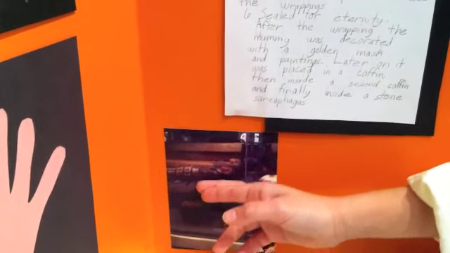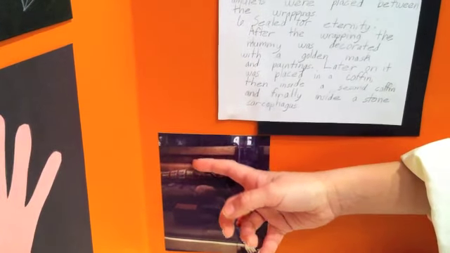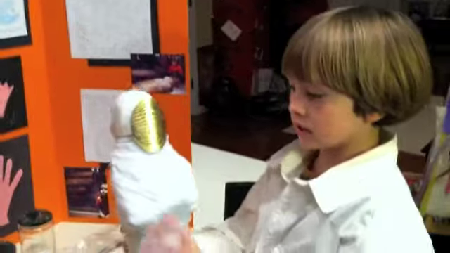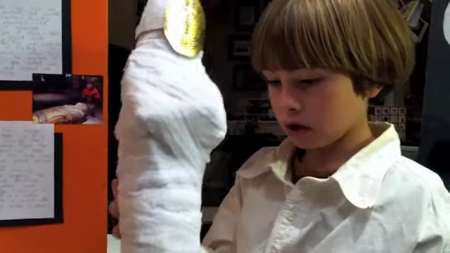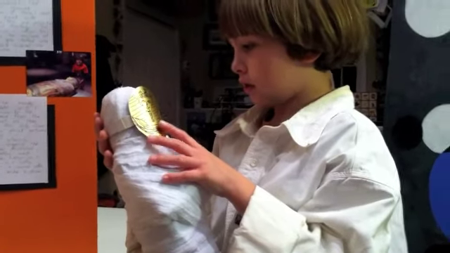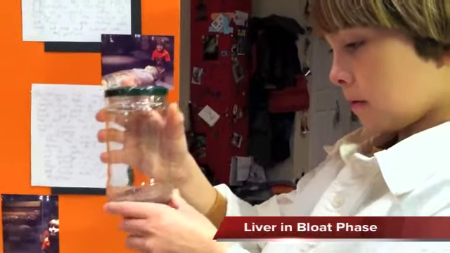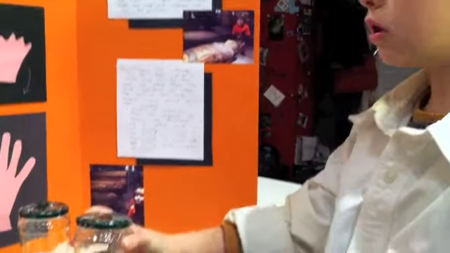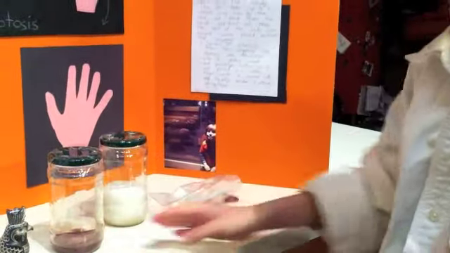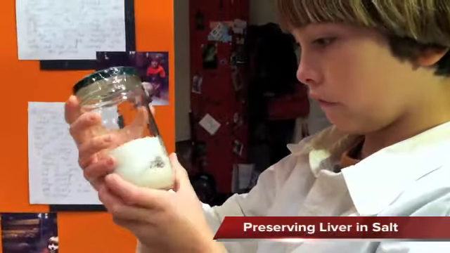So this is the wrapping right here. This is placing it inside the first coffin, then the second coffin, and finally in the sarcophagus. And this is a model of a mummy I made. So this is to show the wrapping, and this is its mask. And this is some liver I got and put in this jar. It is now in the bloat part of the decomposition. We're trying to preserve it.